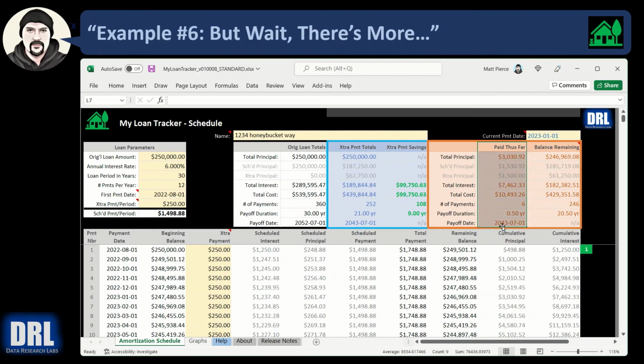So that's the paid thus far, and you also have a balance remaining. I have $247,000 in principal remaining. The scheduled principal is $185,000, but the extra principal, all those $250 stacked up, would be $61,000. So together, it's still going to be $250,000. You can't get around that. If you're borrowing that, that's your principal. It's always going to be the same. The total interest remaining, $182,000. The total cost remaining, $429,000, and the number of payments remaining, $246,000.